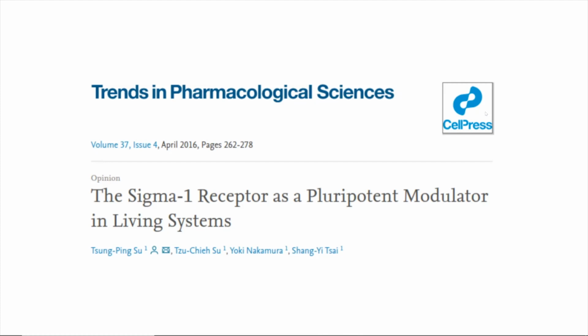It was released in 2016, and it's an article on the sigma-1 receptor by Su et al. The article explores the sigma-1 gene and describes its various functions and involvement in numerous diseases like Alzheimer's disease and cocaine addiction. They conclude that the sigma-1 protein class could be called a pluripotent modulator due to its many functions.